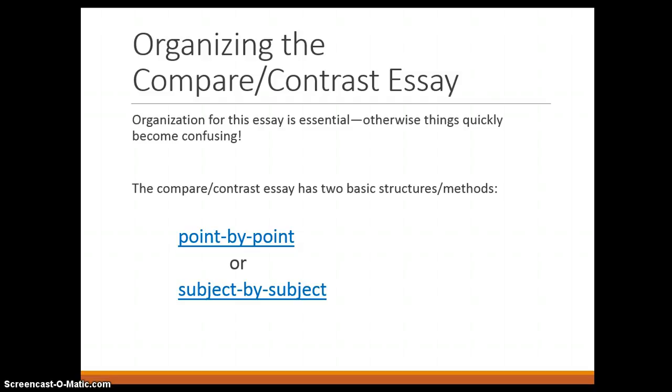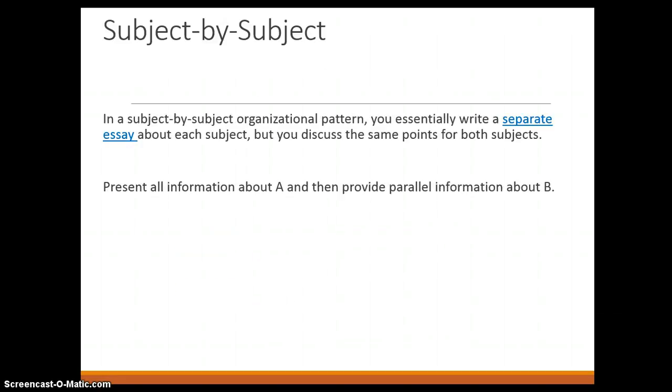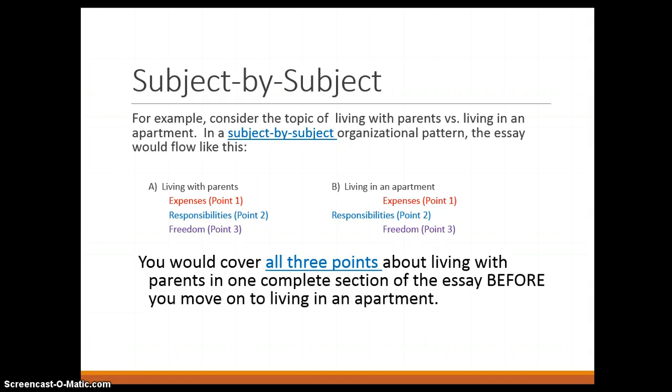One is point by point, and one is subject by subject, and we're going to look at both of those in just a minute. So in a subject by subject organizational pattern in this essay, you're writing a separate essay basically on each subject, but you also still discuss the same points for both subjects. And by separate essay, I don't mean it's separate papers. It's just that's the type of writing that it appears to be. They're two separate entities within the paper.